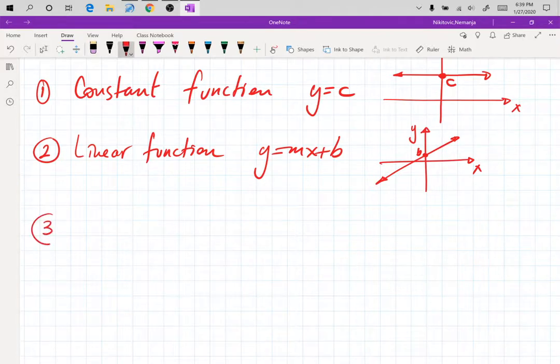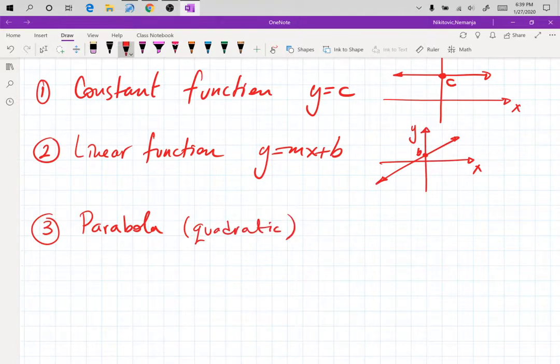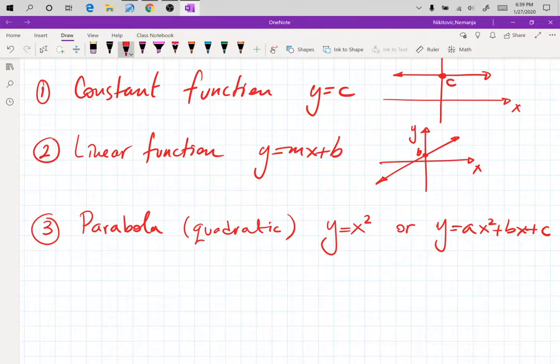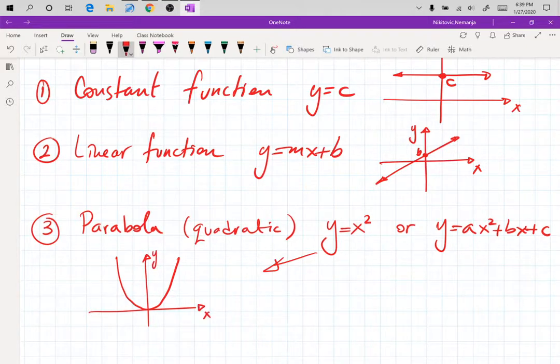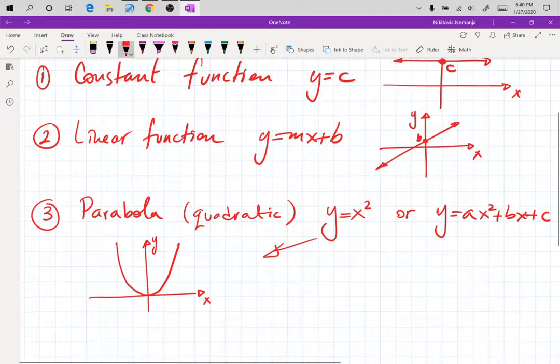You might know parabola. That's a quadratic. And that's going to be your good old y equals x squared or y equals ax squared plus bx plus c, depending on how spicy is the case that you have. Now, the basic y equals x squared is that U-shaped graph. And we are going to have the whole chapter deal with these, what we call polynomials, so on.